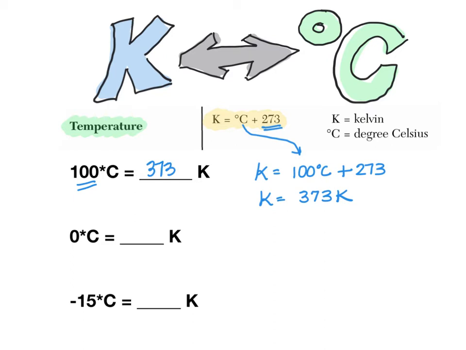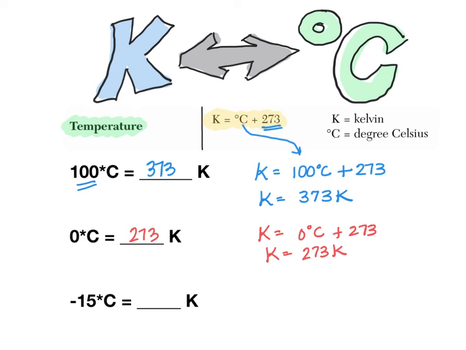All right, next up. If I wanted to know what is the Kelvin temperature for 0 degrees, I substitute 0, right, and add 273. Well, it's kind of clear to me now that Kelvin would have to be 273 because you're just adding 0, which is nothing. So 0 degrees Celsius is 273 in kelvins.